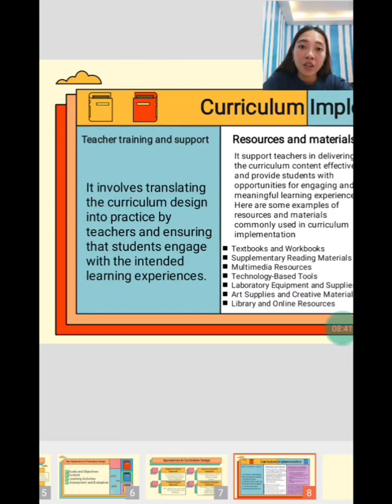Teacher training and support is essential for effective curriculum implementation. They provide teachers with knowledge, skills, resources, and pedagogical support. By investing in teacher training and support, educational institutions can facilitate successful curriculum implementation and maximize student learning outcomes.